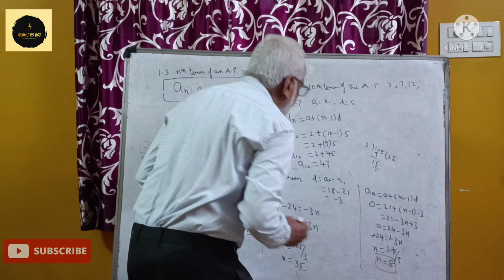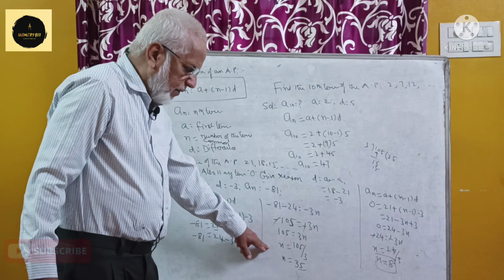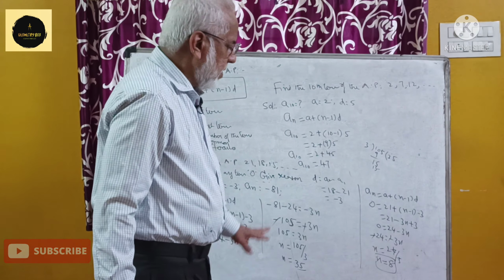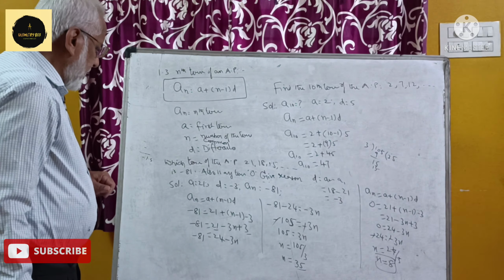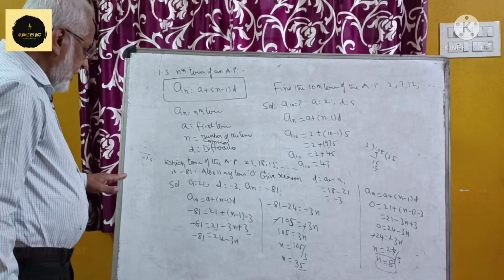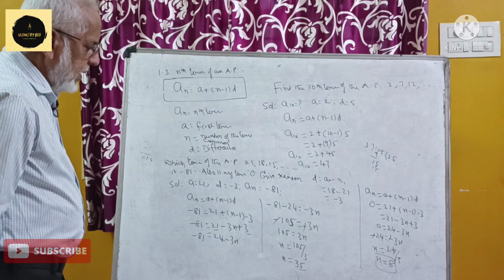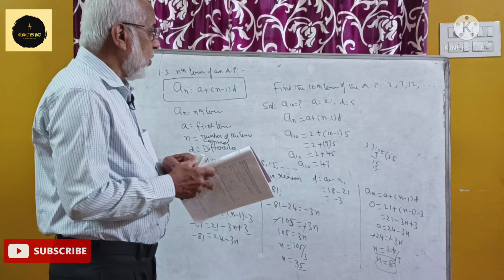Therefore when the value of an is equal to minus 81, then the value of n is equal to 35. When the value of an is equal to 0, then n is equal to 8. This is how we have found out the value of n. When the value of an is minus 81, then n is equal to 35. When the value of an is 0, then n is equal to 8.